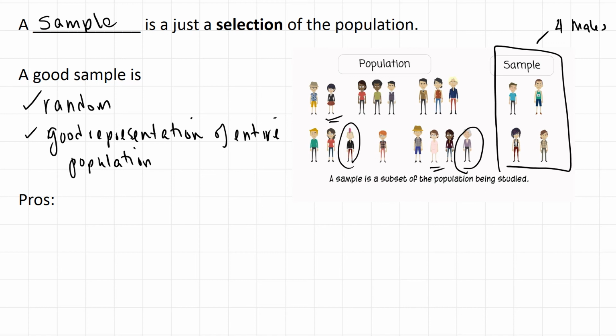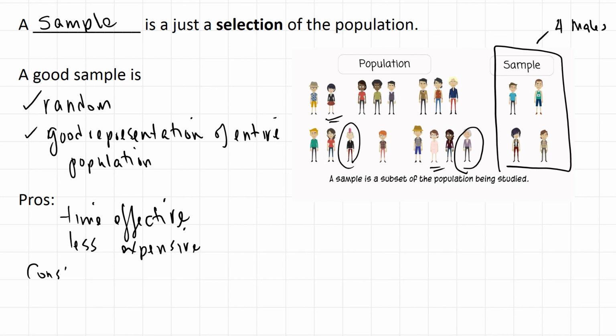And the pros of using a sample instead of a census is that it is more time effective because you're only asking the survey questions from a smaller group of people. It is also less expensive. Now, the cons is that if your sample is poor, it might not represent the population.